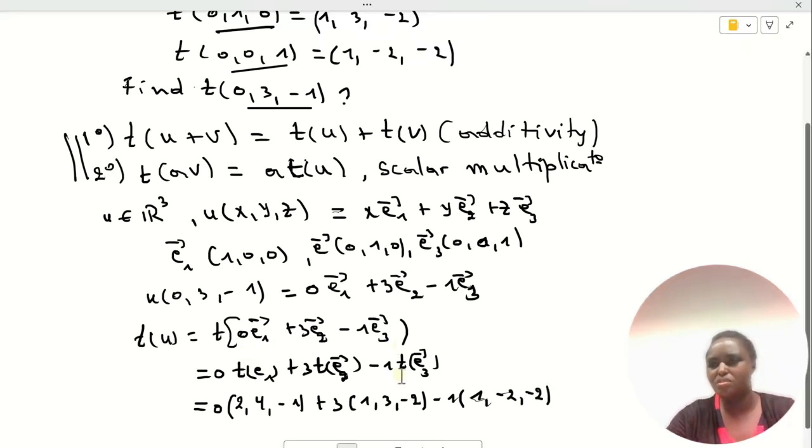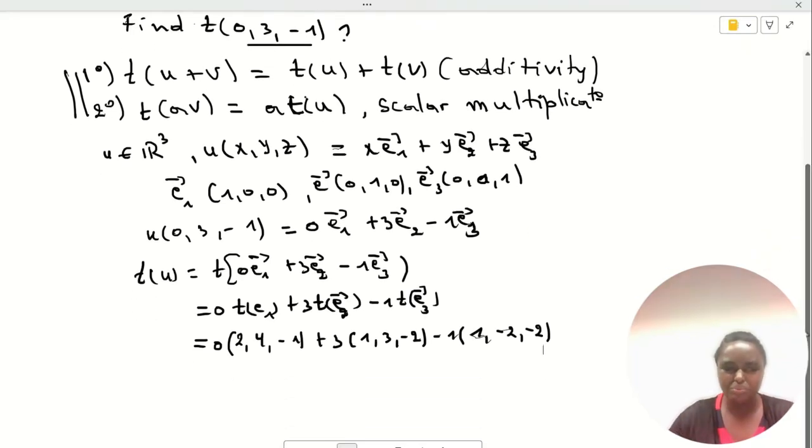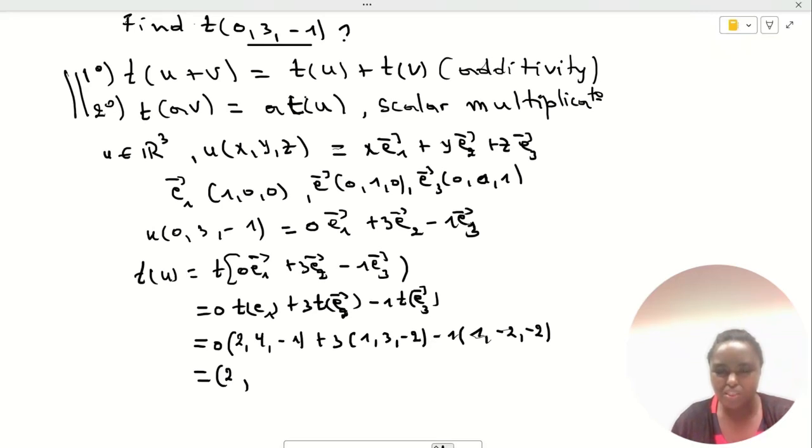Then we add those together. The first component: 0 times 2 is 0, 3 times 1 is 3, then minus 1, we have 2. The second component: 0 times 4 is 0, 3 times 3 is 9, and minus 1 times minus 2 is 2, then 9 plus 2 is 11. The third: 3 times minus 6, and plus 2, minus 6 plus 2, which equals minus 4.